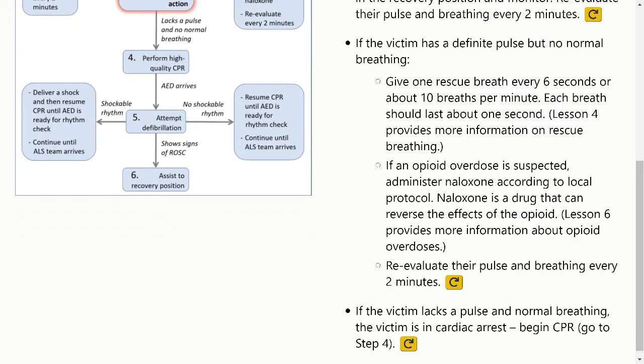Once you stop breathing, everything else starts slowing down, and your brain's not getting oxygen, your heart's not beating. So if the victim lacks a pulse and normal breathing, the victim is in cardiac arrest, so you're gonna begin CPR.